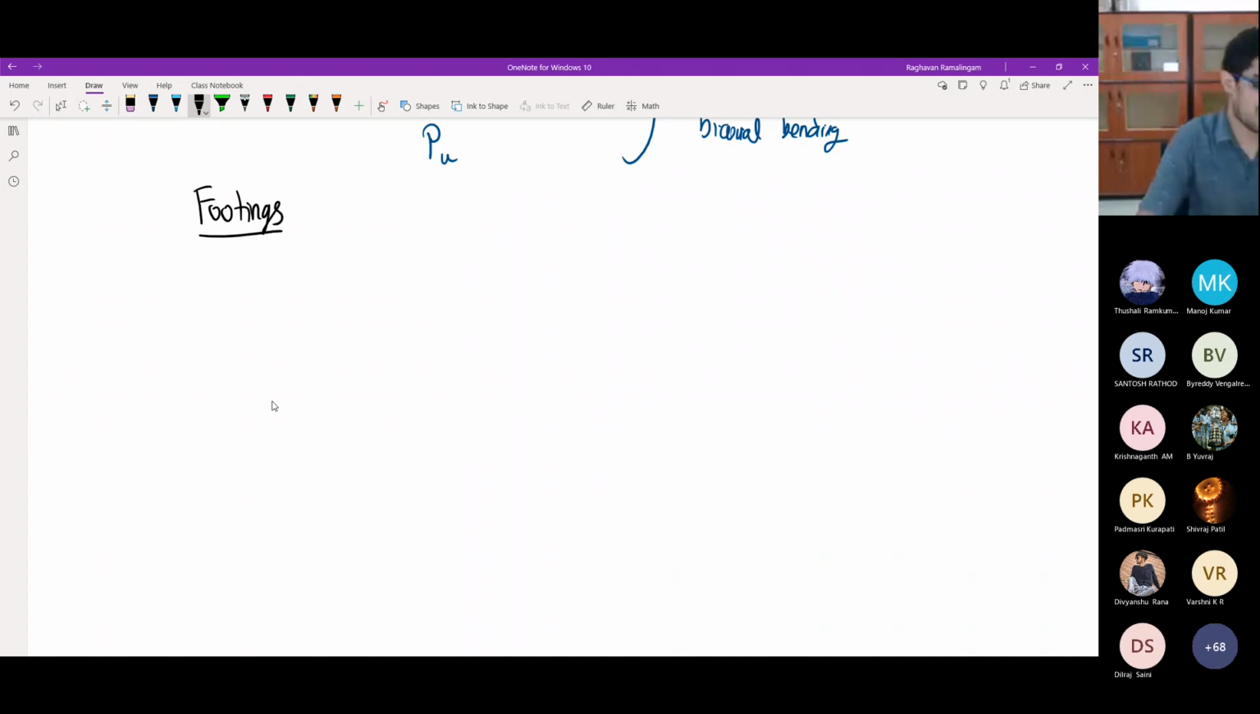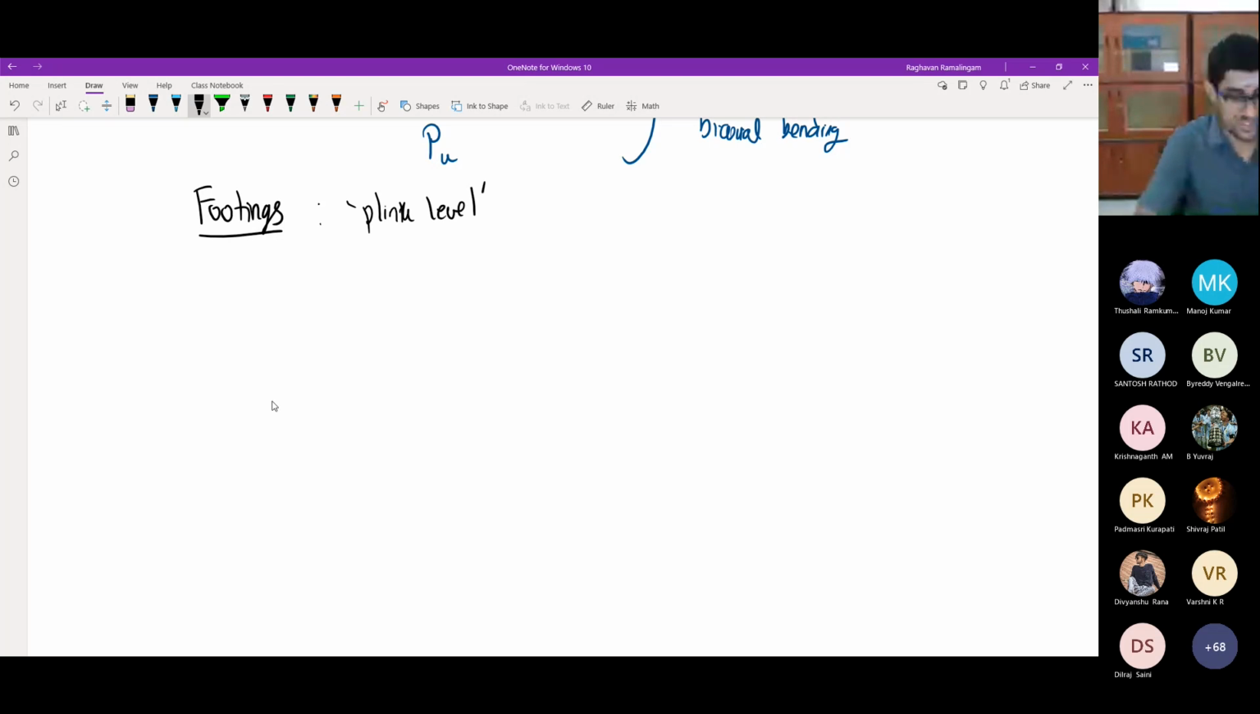Okay, so we're going to look at footings now. Where is the footing usually located? At the bottom of the column. And when you talk in terms of levels, like plinth level, where is it located with regard to plinth level? Below the plinth level. Yes, it's below the plinth level.